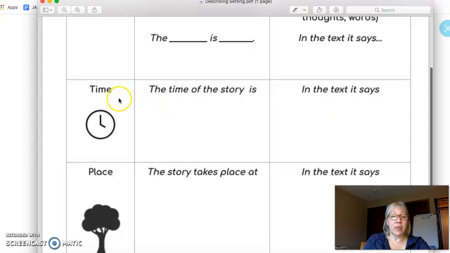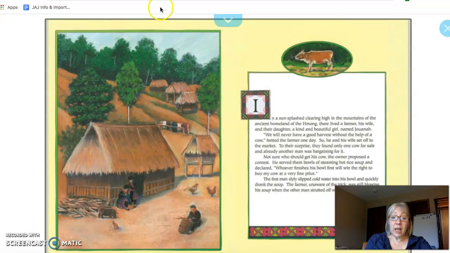Okay, so talking about the time. The time of the story is, now this could be what time of day it takes place or what time of the year, maybe a season. It could also be like, did it take place a long time ago or did it take place recently? And so I can look at the story and just look at the pictures and decide whether or not it took place a long time ago and maybe what time of year it is. So I think that it probably is taking place a long time ago.